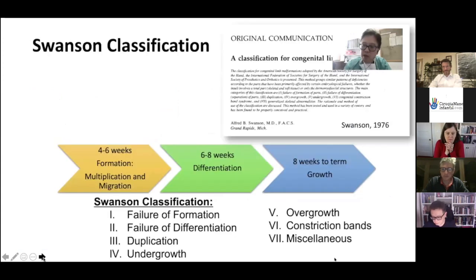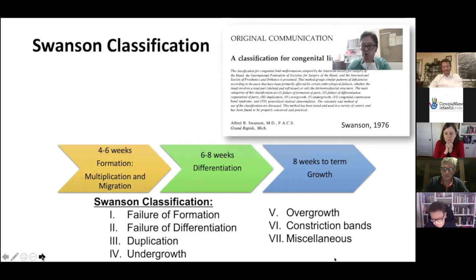Now, the Swanson's classification, which many of you will be familiar with, tried very hard to follow the path of embryology. So errors in the pathway very early on led to the conditions caused by a failure of formation, differentiation, duplication, and perhaps undergrowth. Undergrowth is very vague. Subsequent errors led to conditions of overgrowth, constriction bands, or miscellaneous.